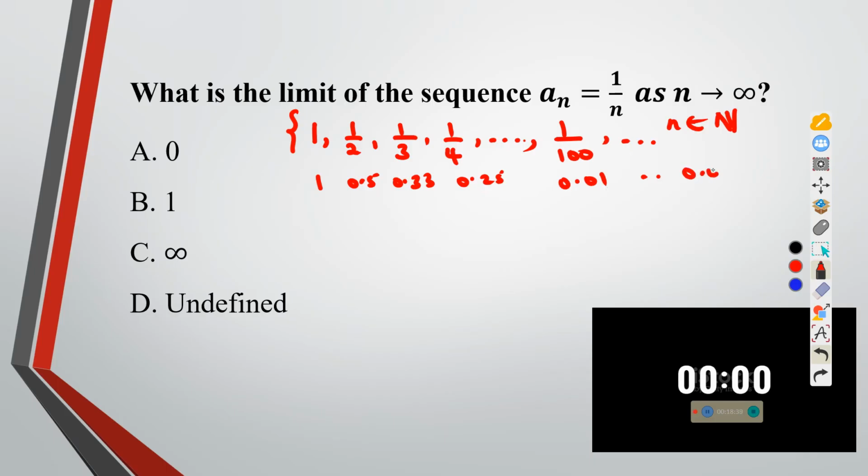The values keep on decreasing, and as they decrease, they are coming towards some specific value. As it keeps on decreasing, it is tending to a value which is 0, because it is becoming smaller and smaller. So as n keeps on increasing, this sequence will be tending to 0. The limit for such a sequence is 0. So the answer will be A, which is 0.